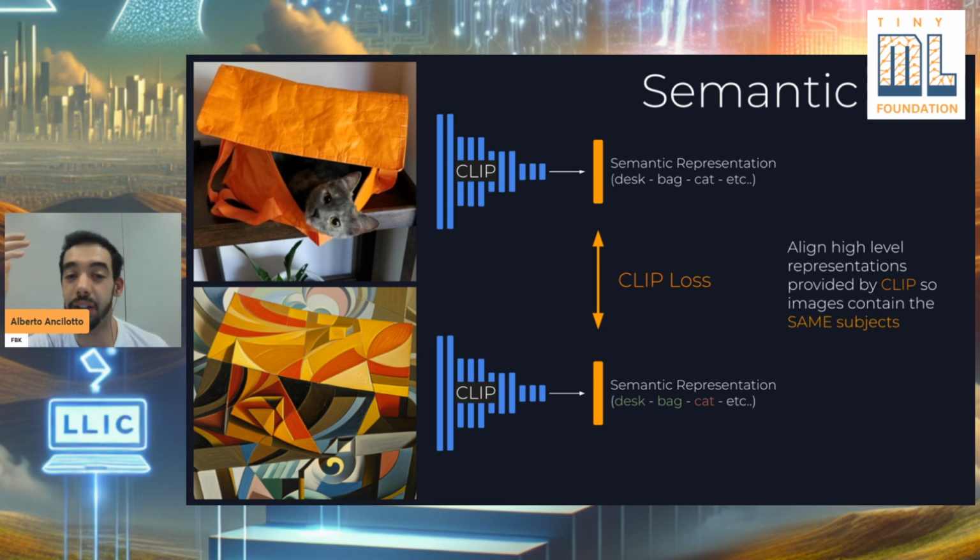So you can see here from the original image, we have a representation that says, okay, there is a desk, there is a bag, there is a cat. And from our generated image, it will be a bit different, but it will still say, oh, there's a desk, there's a bag, but there is no cat. So they are quite different. We have an additional loss term that forces these two representations to be the same. So in some way, we are distilling the concepts learned by CLIP during training, and we are forcing the two images to represent the same stuff.